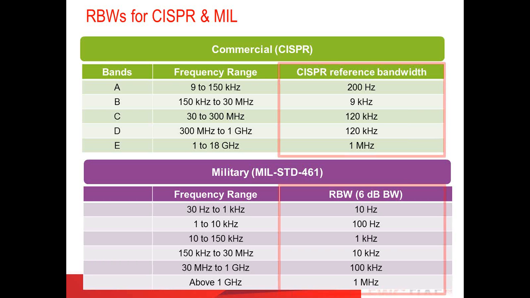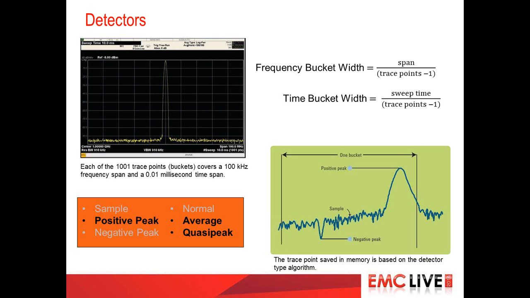Well, fortunately, I have the equations listed on the screen. I'm using the word bucket as also meaning a trace point, so frequency bucket width and time bucket width. You can see, plugging in the span in our example here, 100 megahertz divided by 1,000 trace points comes out to 100 kilohertz. And then if you do the math for the time bucket width, 10 millisecond sweep time divided by 1,000 trace points is 0.01 milliseconds. So each trace point is 100 kilohertz wide, measured at 0.01 milliseconds.